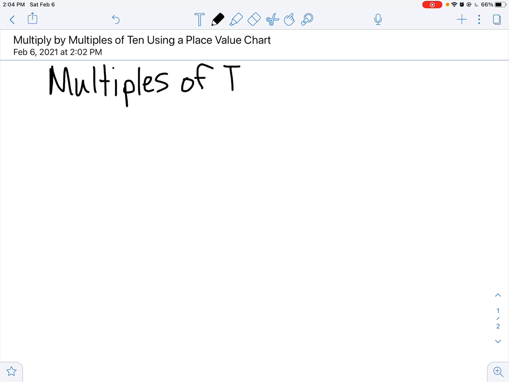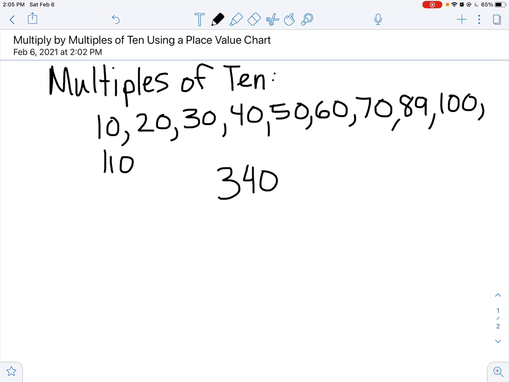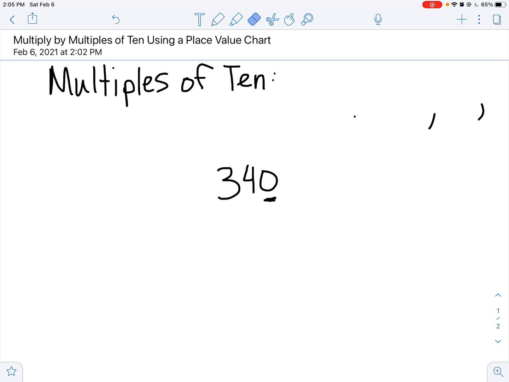And when I say multiples of 10, all I mean is any number that you would hit when you skip count by tens. So multiples of 10 would be 10, 20, 30, 40, 50, 60, 70, 80, 90, 100, 110, and so on. Okay, so 340, that's a multiple of 10. And one of the ways we know it's a multiple of 10 is if our number ends in 0. So if your number ends in 0, it is a multiple of 10. Today we're going to multiply by multiples of 10 using our place value chart.